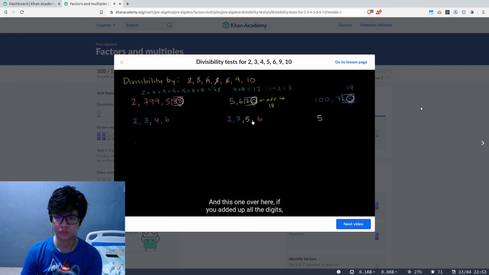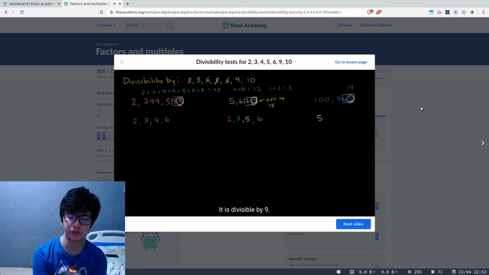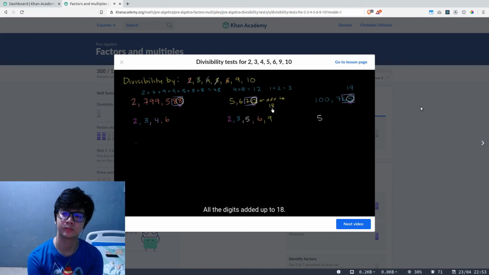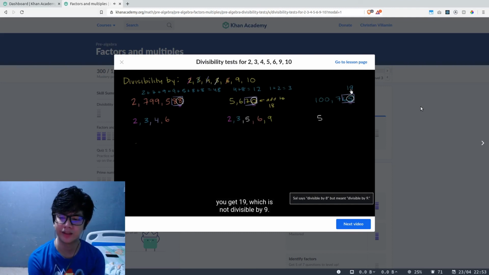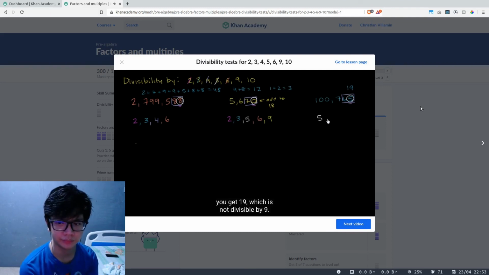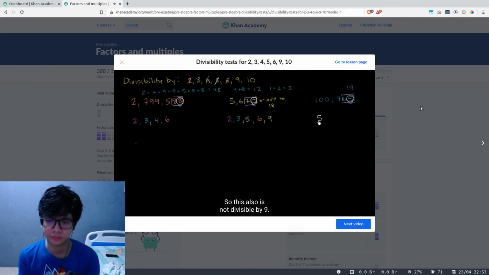And this one over here, if you added up all the digits, we got 18, which is divisible by 9, and I'm running out of colors, so this one is divisible by 9. All the digits added up to 18. And this one over here, you don't even have to add them up, because we already know it's not divisible by 3. If it's not divisible by 3, it can't be divisible by 9. But if you did add up the digits, you get 19, which is not divisible by 9. So this also is not divisible by 9.